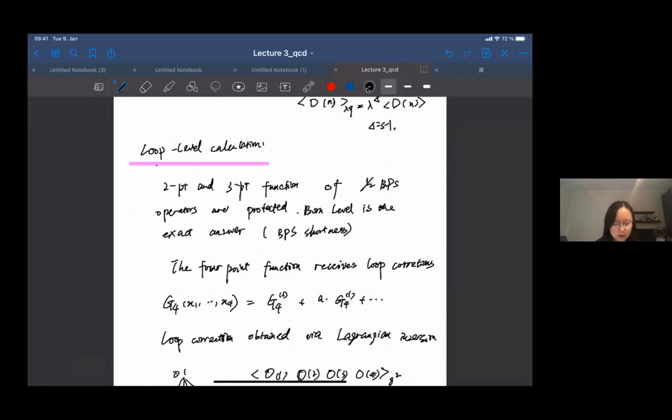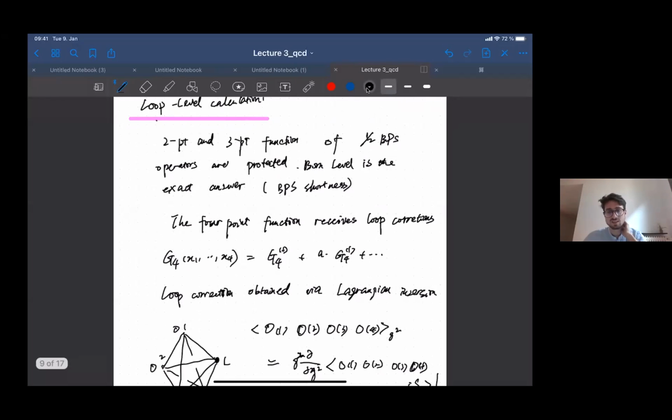This is because the half BPS operator is protected, in the sense that the 2-point and 3-point functions do not receive any loop correction, and the Born level answer is exact. This is a theorem called BPS shortness. You can refer to the literature that I gave at the beginning of these lectures for detailed explanations.